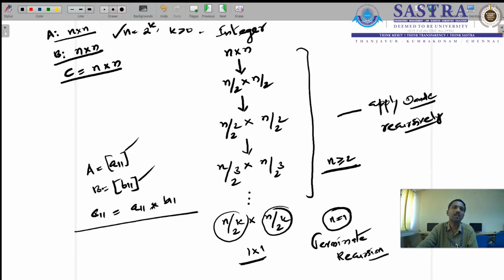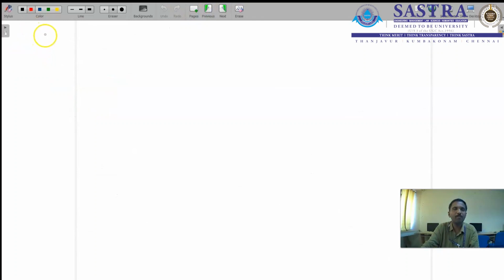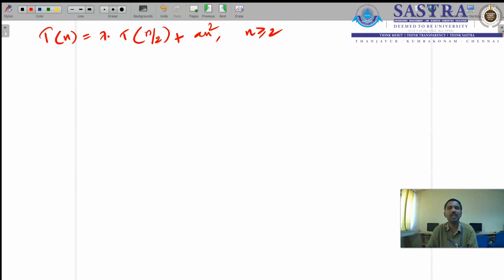Hence, A is of order n by n, B is of order n by n. At this stage, the computational time for finding C, which is n by n, is represented using the notation T of n. So that's what we have: T of n as the computational time. T of n is equal to 7 into T of n by 2 plus a into n square. This is true when n is greater than or equal to 2.